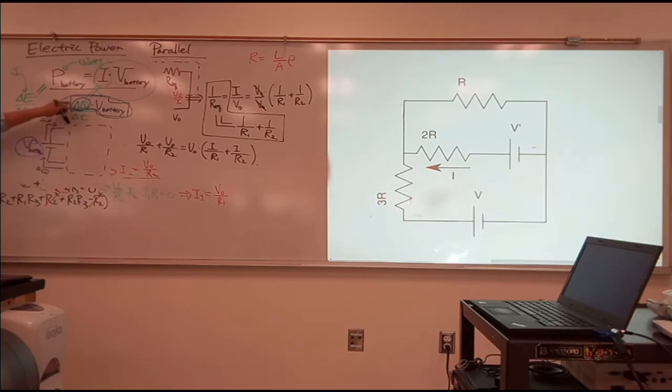So this is the amount of energy that's being lost each time interval with the charges that are leaving the battery. So that's the rate of change of energy, energy divided by time. So this is the basic formula for electric power.